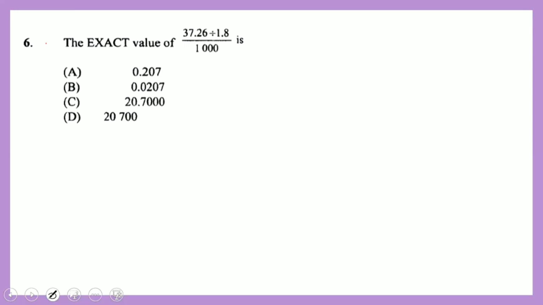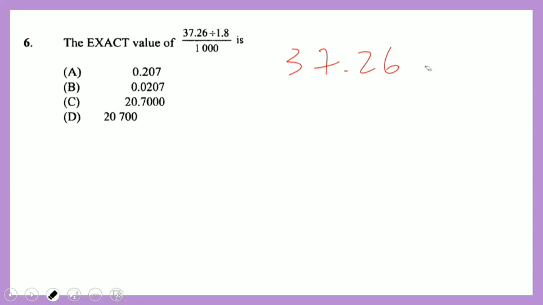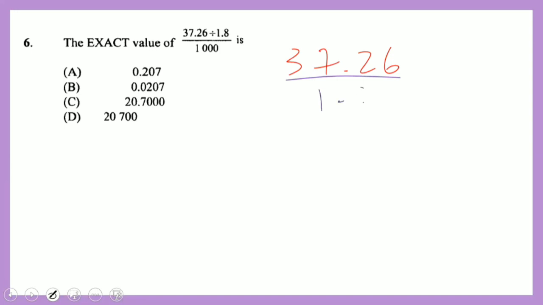We are supposed to find the exact value of 37.26 divided by 1.8, and then we should divide that result by 1,000. All right, we're dividing these numbers. And so the first thing you want to do is get rid of the decimal from our denominator.